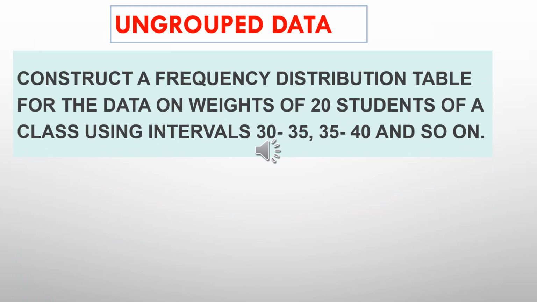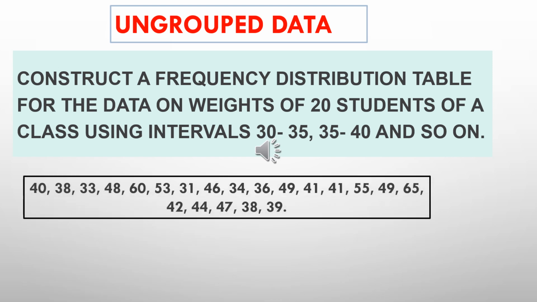Now let us take another example of an ungrouped data where we have to construct the frequency distribution table for the data of weights of 20 students of a class using intervals 30 to 35, 35 to 40 and so on. The data given is 40, 38, 33, 48 and so on.